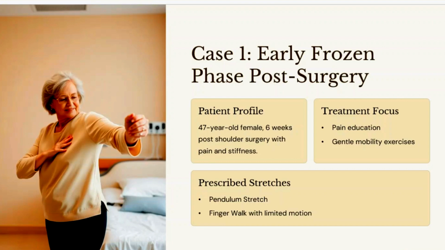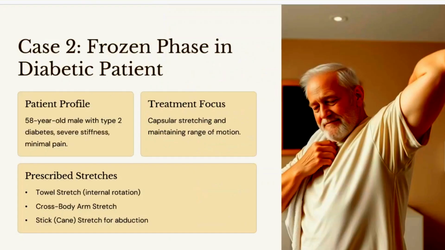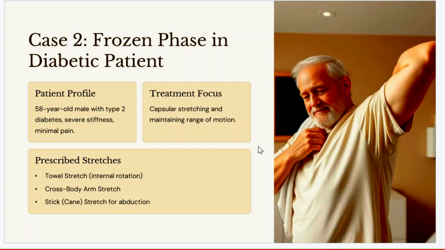Okay, the second one was the frozen phase in a diabetic patient. Okay, this is interesting. A 58-year-old male with type 2 diabetes, severe stiffness, and minimal pain. That means this is a diabetic patient in stage 2 of frozen shoulder. Because the stiffness is so severe, you can still ask the patient if there is pain, and ask the severity of the pain at the same time.